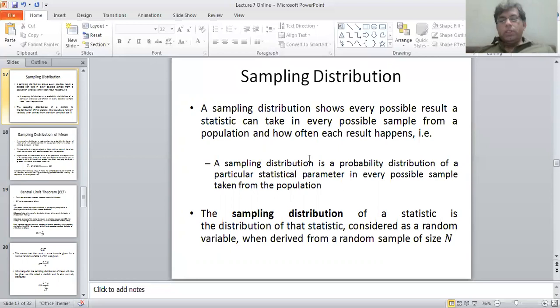So this was about this population sampling. Now we come to the topic, which is sampling distribution. What is a sampling distribution? A sampling distribution basically is a random variable which shows every possible result a statistic can take in every possible sample from a population. It's a very simple concept. And I will try to explain it with an example rather than going into the jargons or the subjective definition.